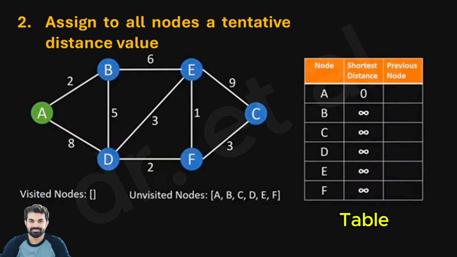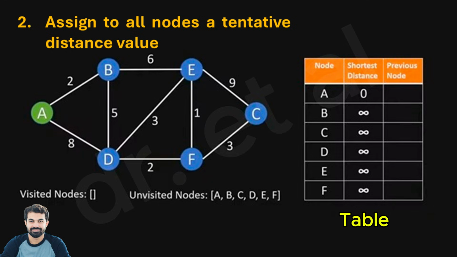We can use the table on the right, which has 3 columns. The first column lists the nodes. The second column shows the current shortest distance from node A to each node. At the start of the algorithm, we only know the distance from A to itself, which is 0, while the distances to all other nodes are set to infinity since they are unknown. The third column keeps track of the previous node on the shortest path to each node. Initially, this column is empty because we don't have any path information yet. These are the key details we need to track.